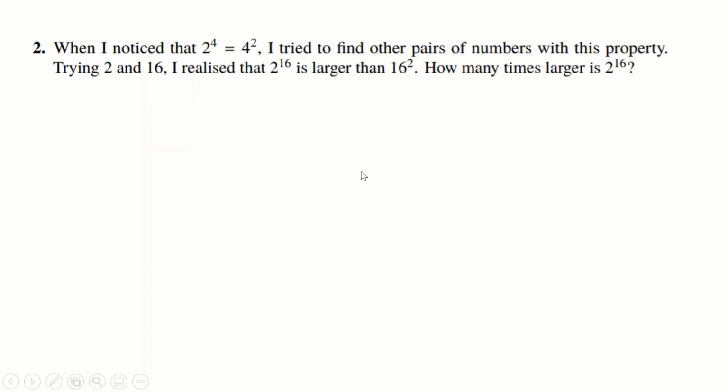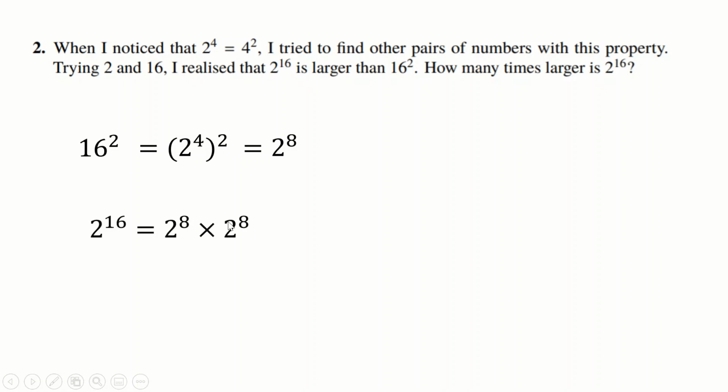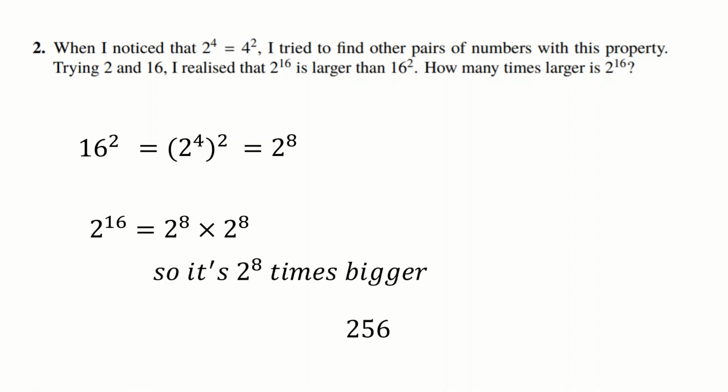Question number 2. So 2 to the 4 is 16. That equals 4 squared, obviously, also 16. What about 2 to 16 and 16 to 2? Let's start with 16 to the 2. That can be written as 2 to the 4, as I just said, 2 to the 4 is 16, to the 2. Multiply those together to make 2 to the 8. Now, 2 to the 16 is 2 to the 8 times 2 to the 8, because you add the 8s together to get 16, which means this number is literally 2 to the 8 lots of this number. So it's 2 to the 8 times bigger, which is 256. If you know 2 to the 10 is 1024, you can divide it by 2 twice to quickly get this.